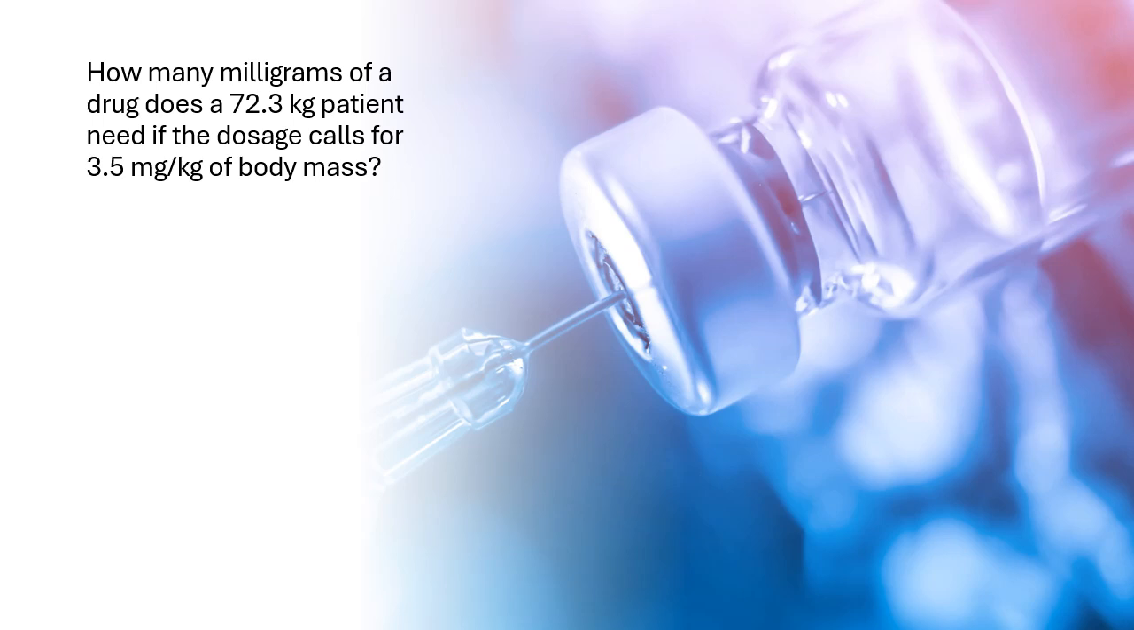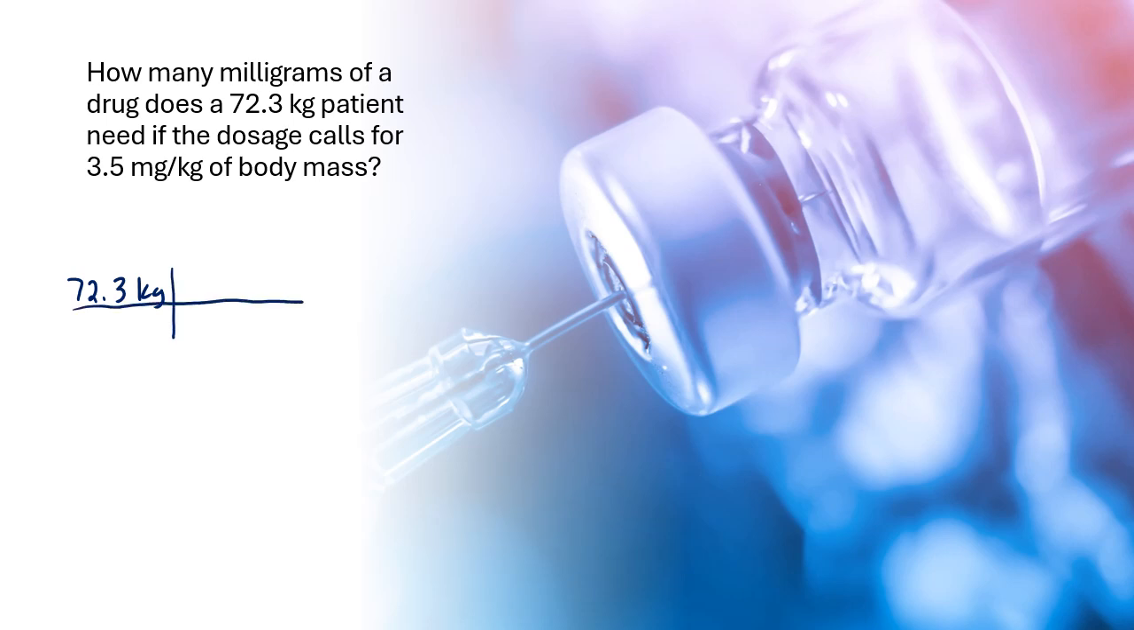The question reads, how many milligrams of a drug does a 72.3 kilogram patient need if the dosage calls for 3.5 milligrams of drug per kilogram of body mass? And so we're given a measurement and then a relationship to convert that measurement to another value. We can see from the question that the given measurement is 72.3 kilograms, not pounds. The 72.3 kilogram mass is going to be multiplied by some relationship.